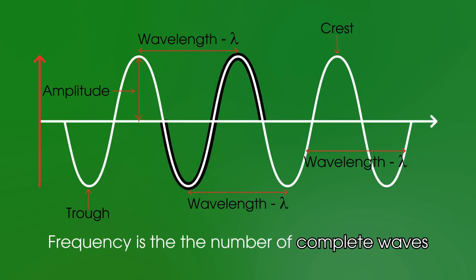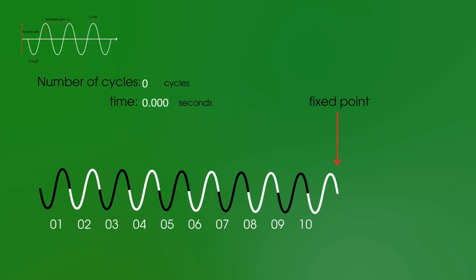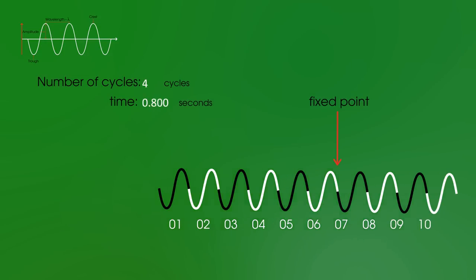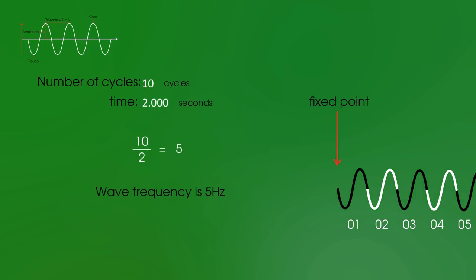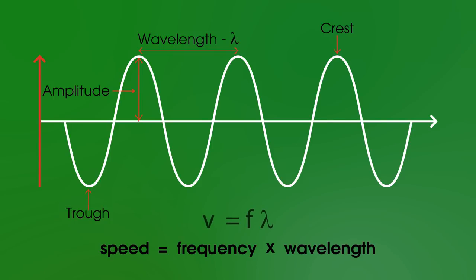Finally, frequency, which is the number of complete waves to pass a point every second, and it's given the unit of hertz. So an example of this would be if 10 waves pass in 2 seconds, the frequency would be 5 hertz. Using these things, we can actually now calculate the speed of a wave using the equation speed equals frequency times wavelength, or to give it in symbol form, V equals F lambda.